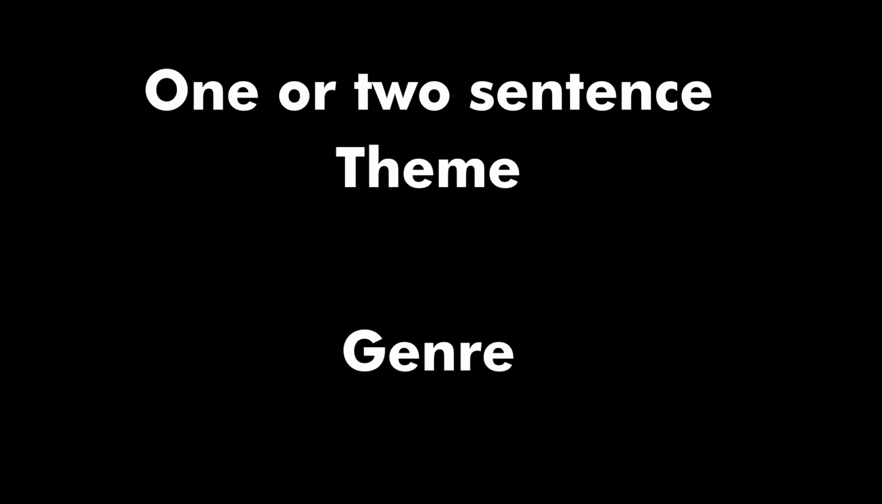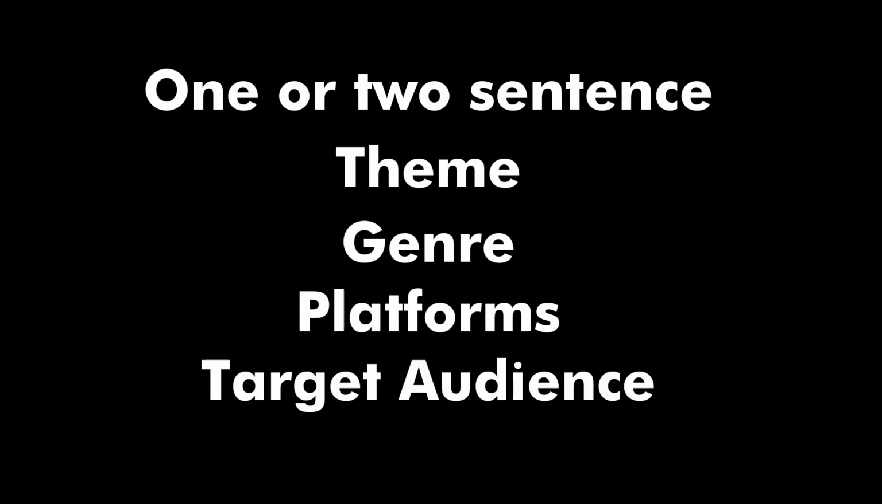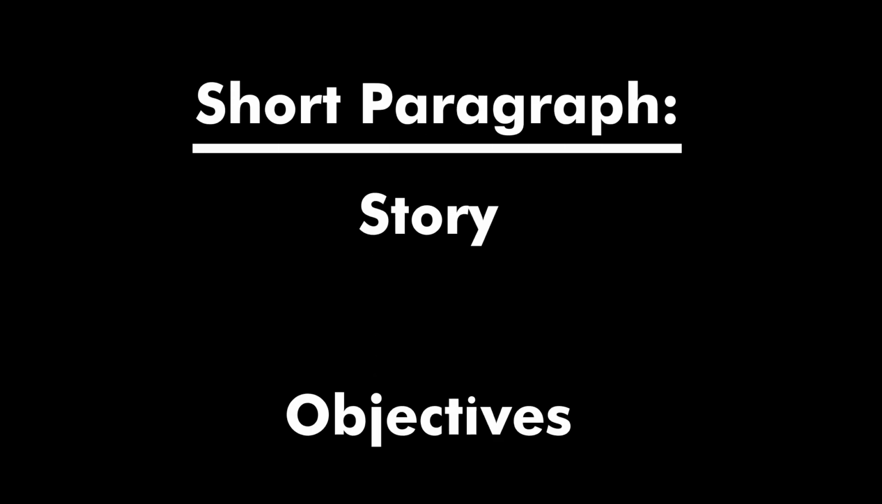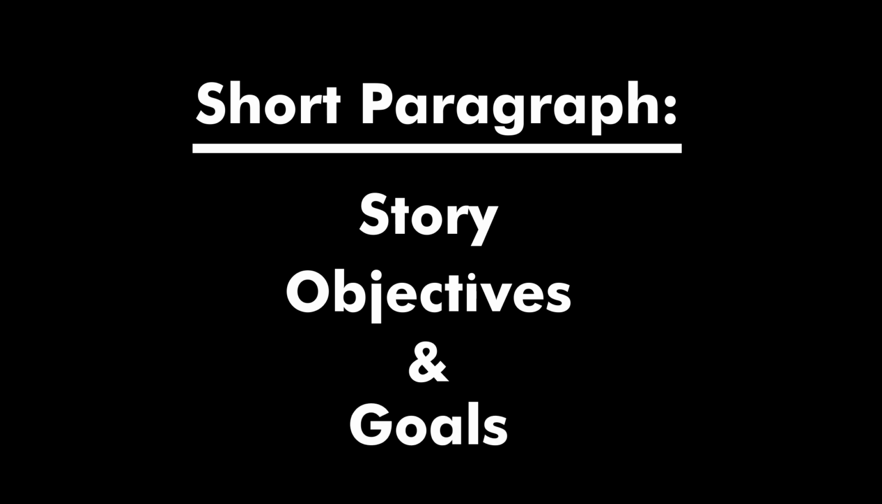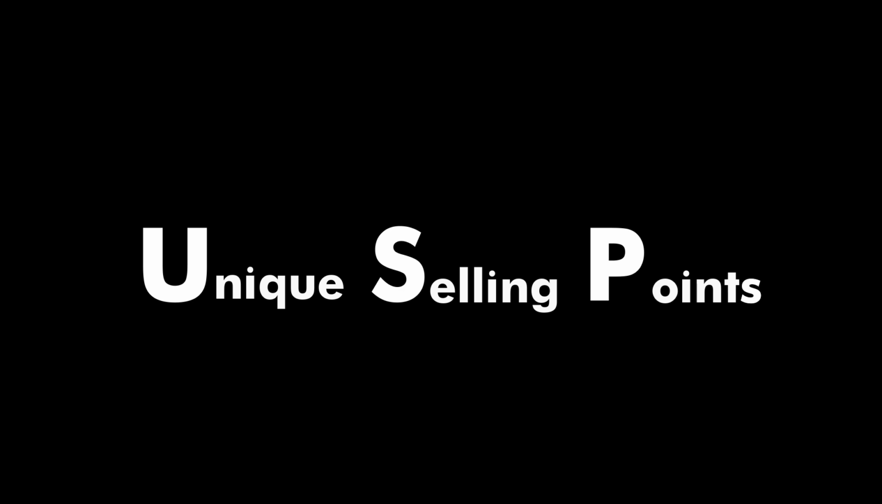This document needs to contain a sentence or two on the game's concept as a product, information on your theme, genre, platform and target audience, followed by a short paragraph on the game's story, plot, objectives and goals. At this point you don't need to dive deep into the lore of your game, there will be plenty of time for that later on. And finally, there are the game's USPs, unique selling points, which means what makes your game different from your competitors.